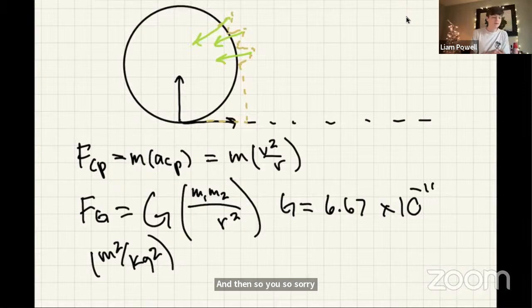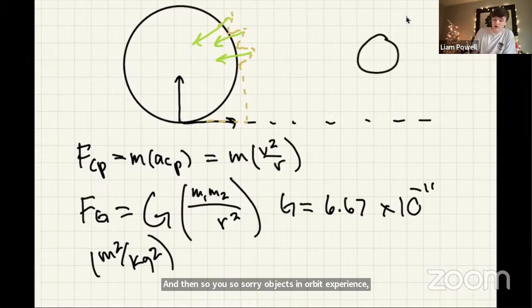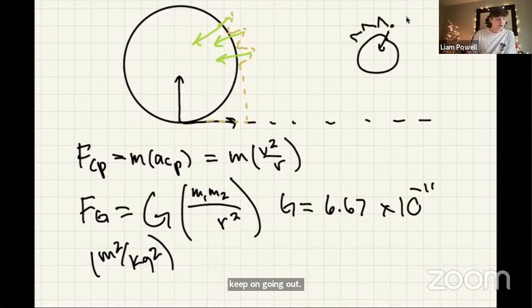Objects in orbit experience weightlessness because they are continuously falling in, like the astronauts in orbit around the Earth. Since they're continuously being pulled in by gravity, they're constantly in free fall. So they keep on going out and then dropping back in, going out, dropping back in.